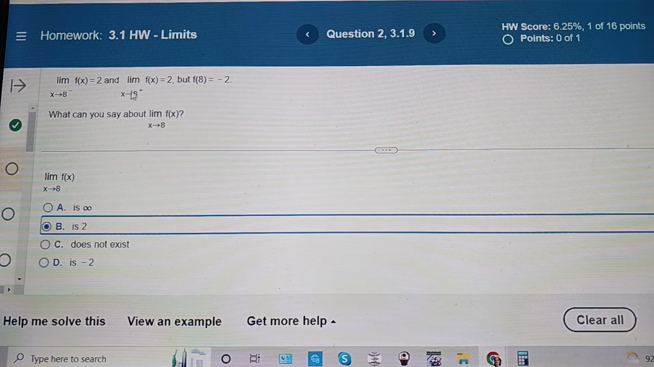So once these two were both 2's, this is always going to be a 2 regardless of what the function's doing. It doesn't matter if the function is different or agrees with it or is undefined. Any of that could have happened.